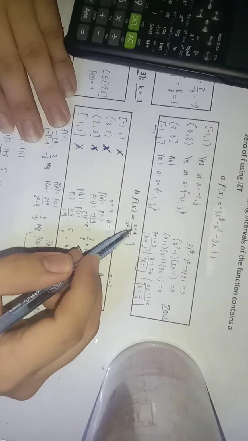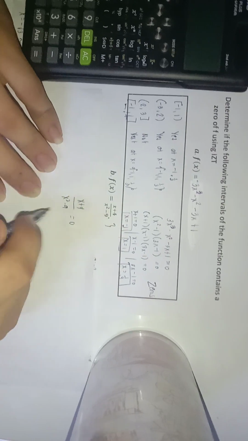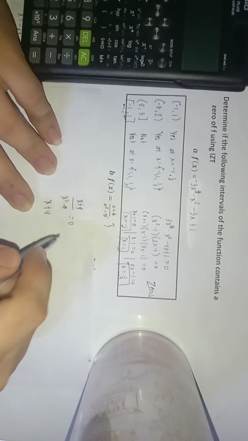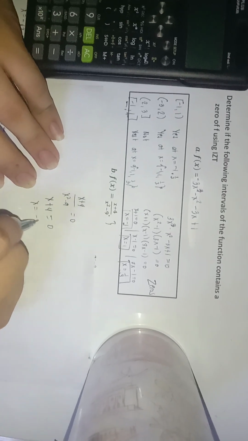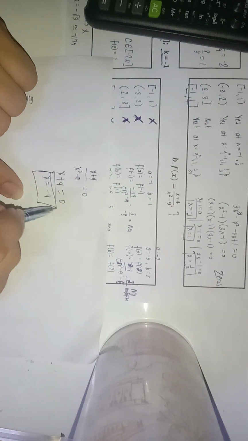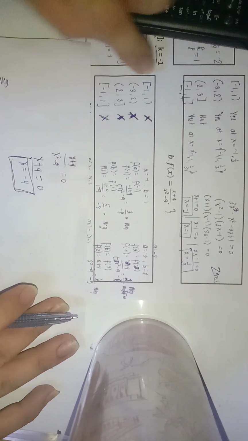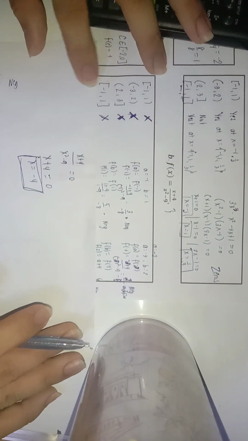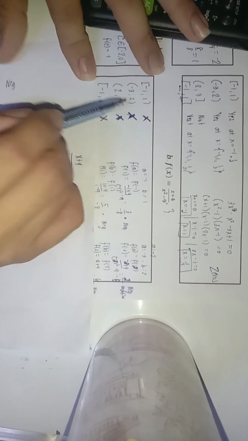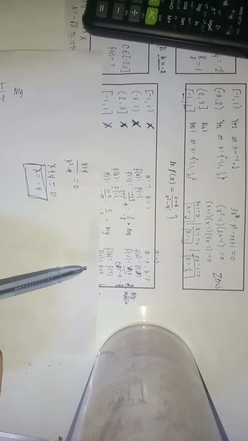Lahat ng intervals na ito does not contain your zeros kasi nga, what is the zero of your function? So simply, we will equate your function to 0. So x plus 4 over x squared minus 9 is equal to 0. Cross multiply, x plus 4 is equal to 0, and then your x is equal to negative 4. Okay? So the zero of your function is at x equal to negative 4. So sa lahat ng interval nito, nasaan si negative 4? Wala. Wala dito yung x is equal to negative 4. Then, lahat ng intervals na ito does not contain the zero of your function. So that is your intermediate value theorem and the intermediate zero theorem.